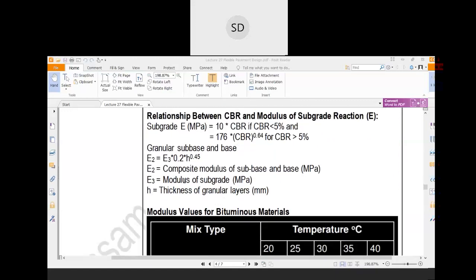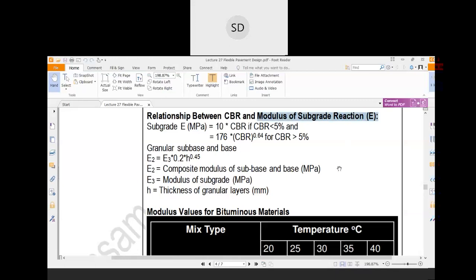Now you know that for our flexible pavement design, the subgrade is the most important portion, and we have to ensure that our subgrade is of enough strength. This strength is generally checked by the CBR test and the plate load test. For our design purposes, generally the plate load test is preferred, and from the plate load test you will get the modulus of subgrade reaction E. That is required to find out the fatigue life and rutting life of the pavement.